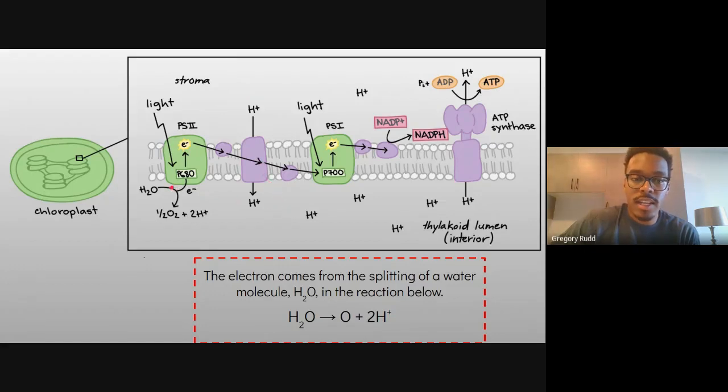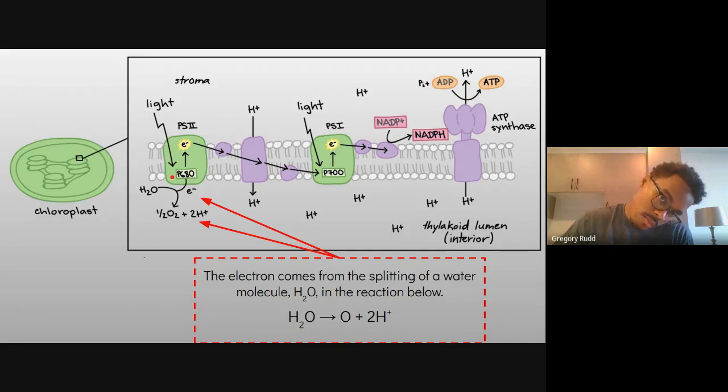So an electron has been stolen away from oxygen, and it's been stolen by this P680, this pigment, and it enters this photosystem, photosystem 2. Any questions about anything so far? Okay.